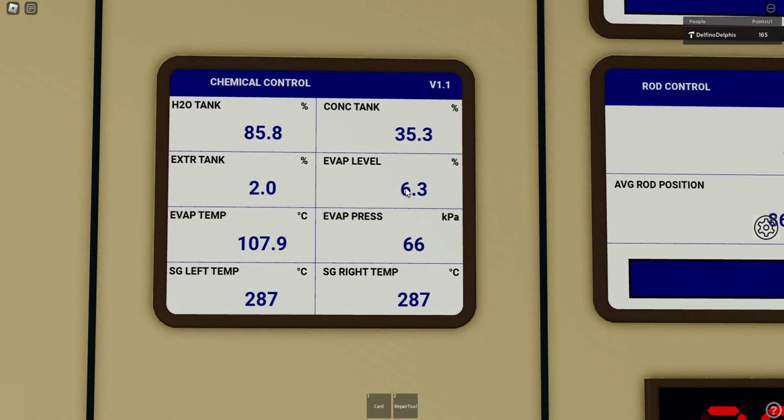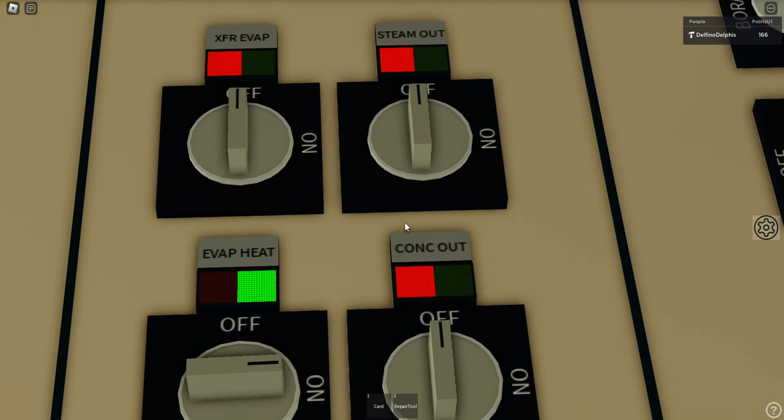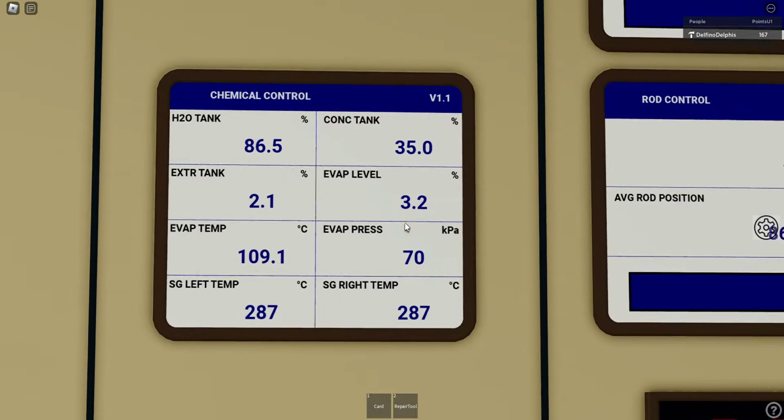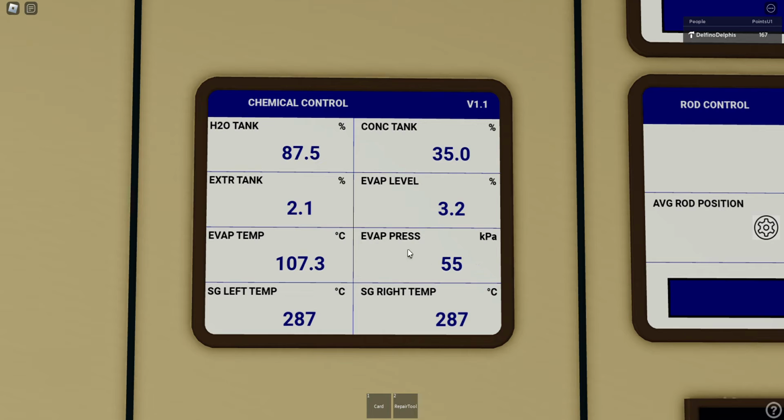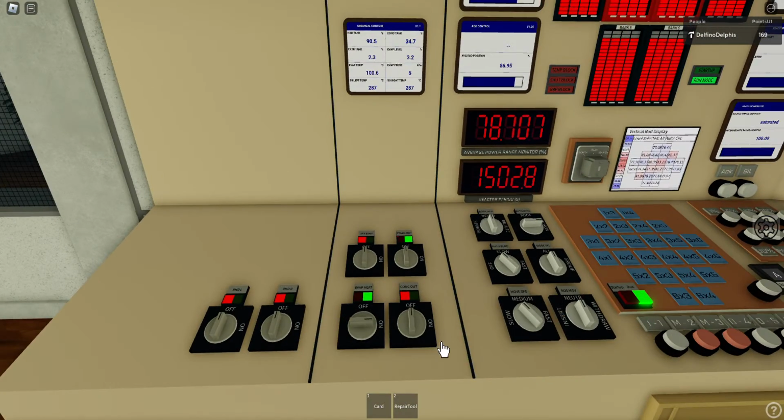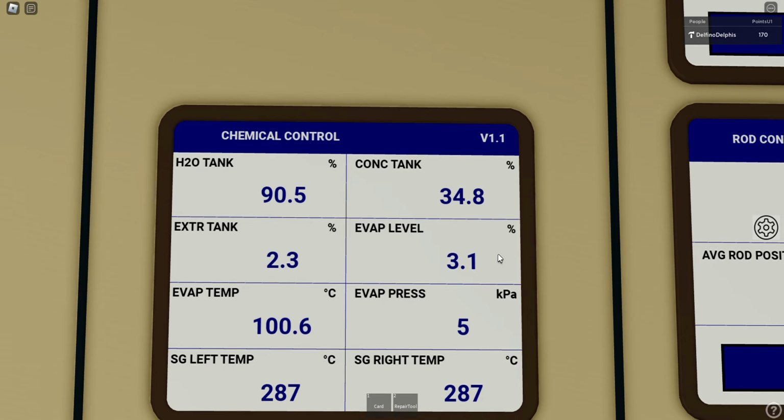Okay, so now we are boiling water, and once this stops dropping, it means what is left now is the boric acid. So now I can move the steam out. You see the pressure is dropping and the water tank is rising. Of course, in real life there is some kind of condenser for it, this is simplified. Basically, when this goes to zero, we are back with a full water tank, and now we can take out what's left on the bottom to fill the concentrate tank.